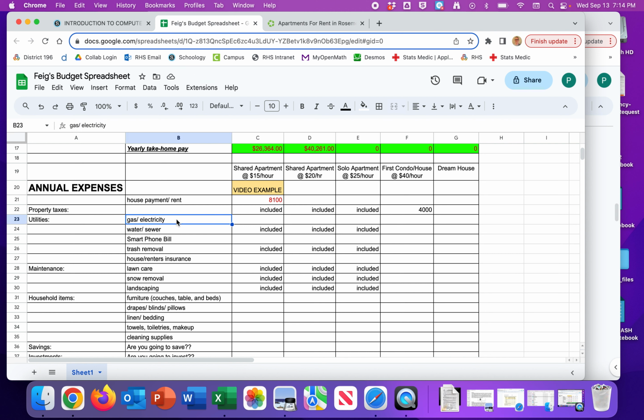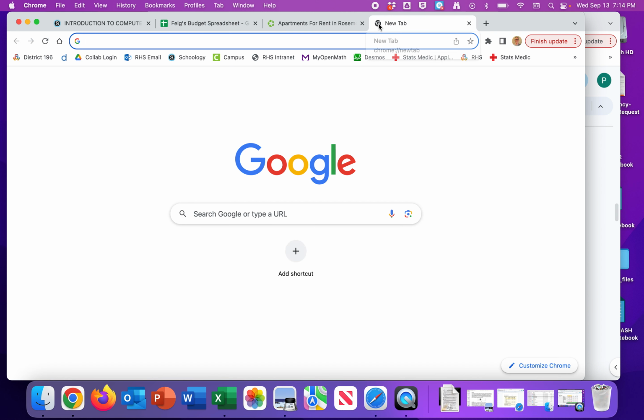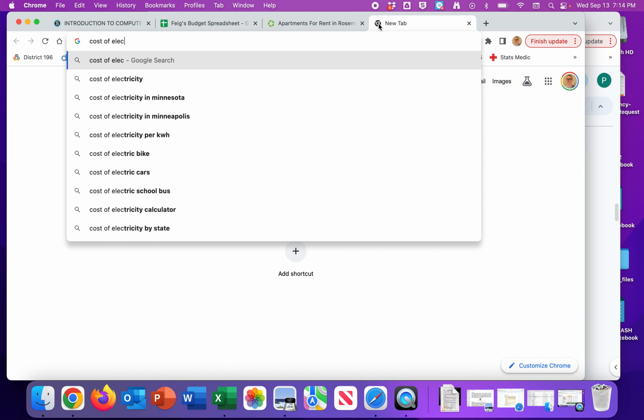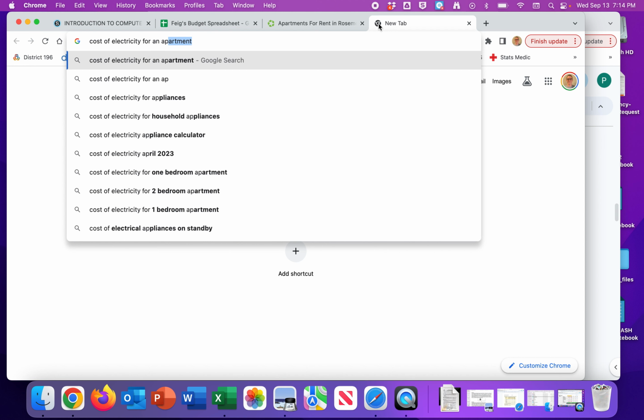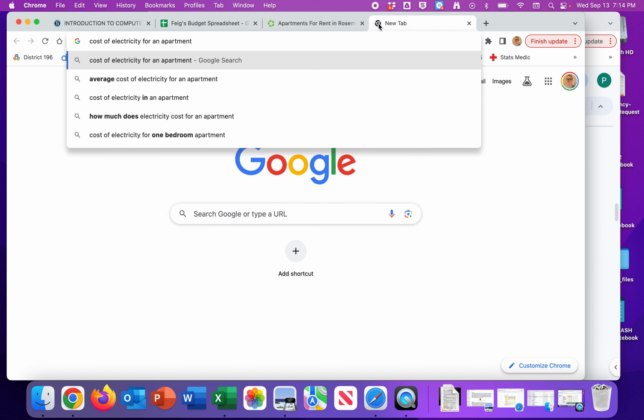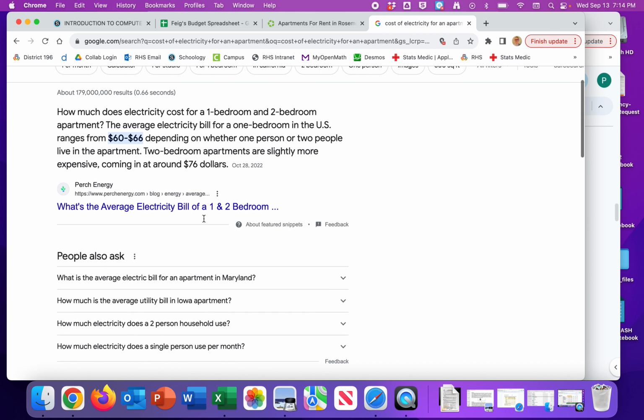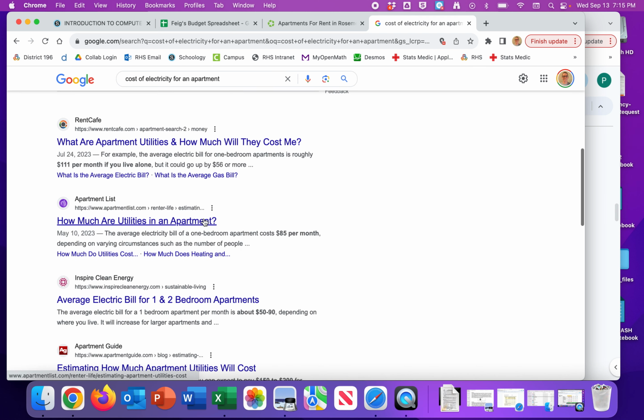Then we've got gas and electricity. And again, at your age, I had no idea what this stuff was. So, like, cost of electricity for an apartment. Okay, here you go. Average bill for a 1 and 2-bedroom apartment. Okay, so it says 2 bedrooms might be a little bit more, $76. And you could find other searches as well, I bet.